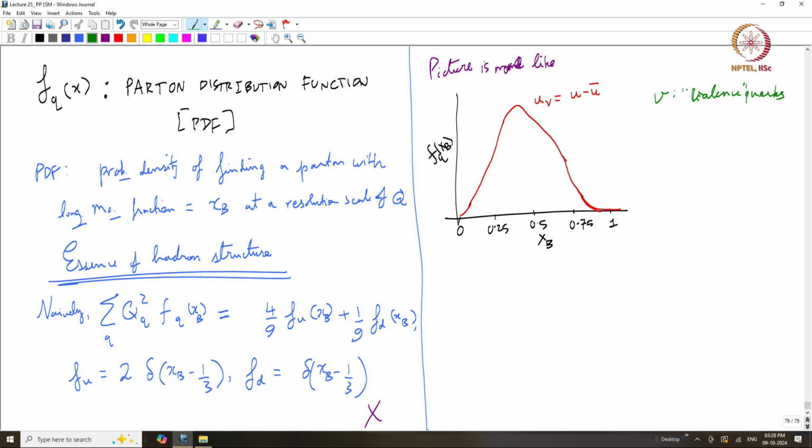Okay. Why do I say valence quark? If I say valence, what else should be there? There should be some C quarks also, right? Why is that? Let us see. So, let me draw it first and then I will tell you.